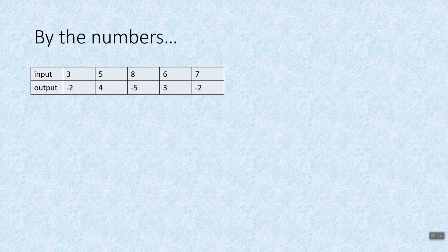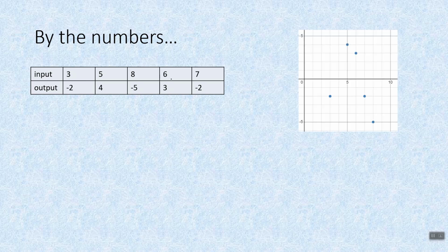Graphically, we could tell when we have a function because of the vertical line test with the numbers. We could use graphs as well, or we could just look at the tables, and I'm going to do both. Input of 3, output of -2, 5 to 4, 8 to -5. Let's just take a look at it. All right, so an input of 3, output of -2, input of 5, output of 4, input of 8, output of -5. Here's a 6, 3, here's a 7, -2.